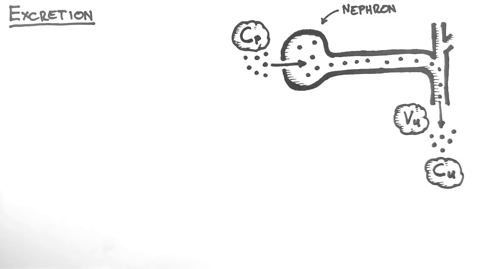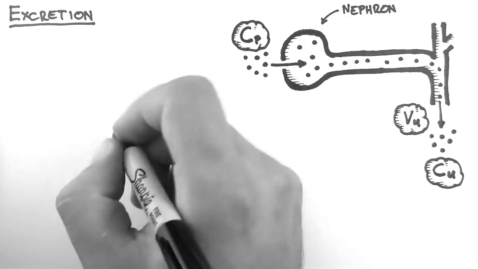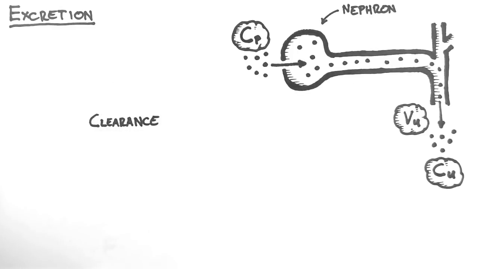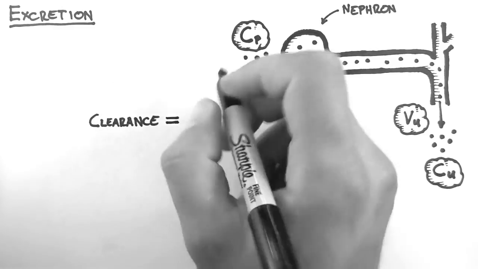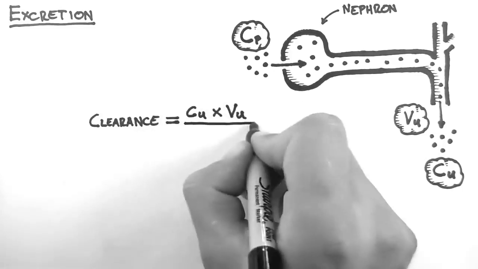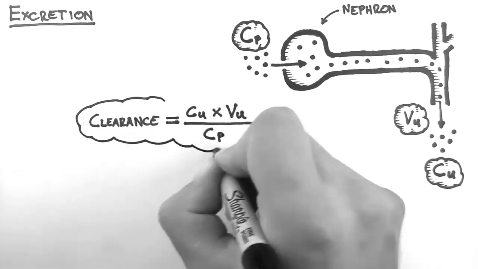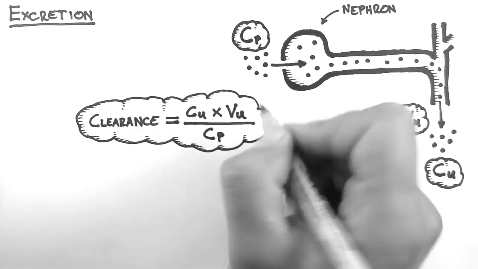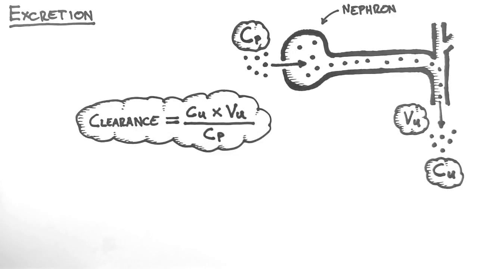From these values, we can determine the clearance of a drug. The clearance of a drug is given by this formula. Clearance equals the concentration of a drug in the urine times the rate at which the urine is being produced, divided by the concentration of drug in the plasma. The clearance is often very difficult to understand conceptually, so I'll try to simplify it as best I can.